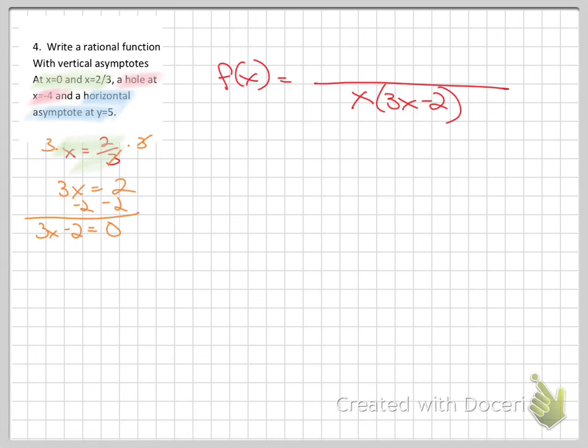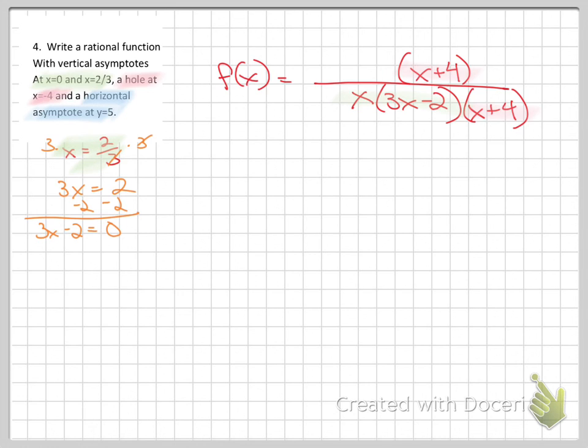It has a hole at x equals negative 4, so that means it needs to match top and bottom at x plus 4. It's negative 4 in the answer, so it's plus 4 in our equation. Let's match these up. Those were green. This matches top and bottom, pink.